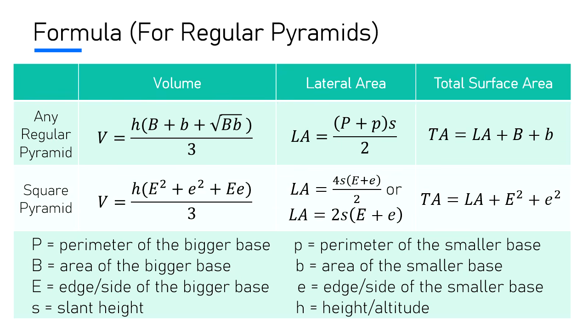Here is the formula in solving for the volume, lateral area, and total area for any regular pyramid. And we have here a specific formula for solving for the volume, lateral area, and total area of a square pyramid. Here, the big E stands for the edge or the side of the bigger base. The small e stands for the edge or the side of the smaller base. S is slant height, and h is the height or altitude of the pyramid.